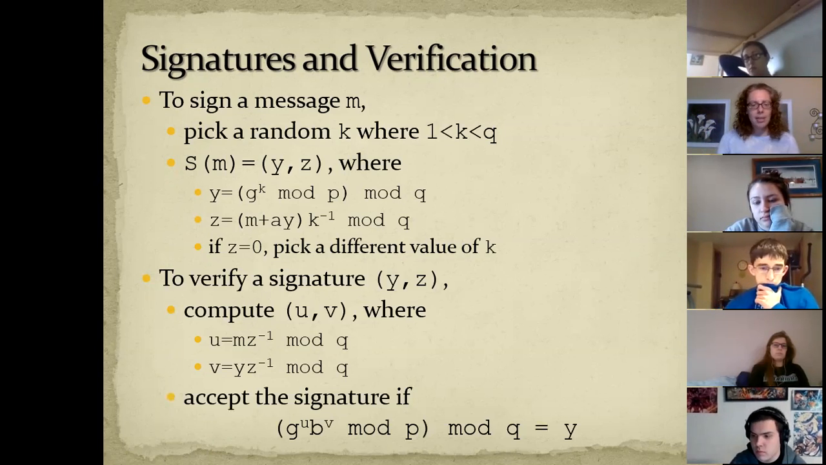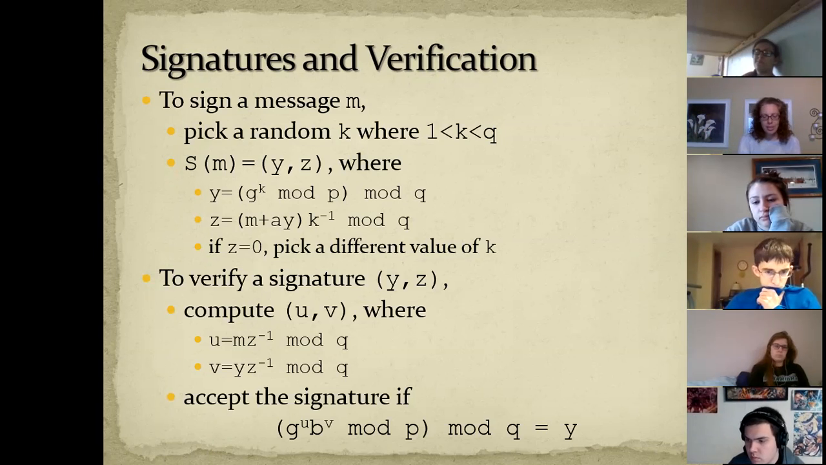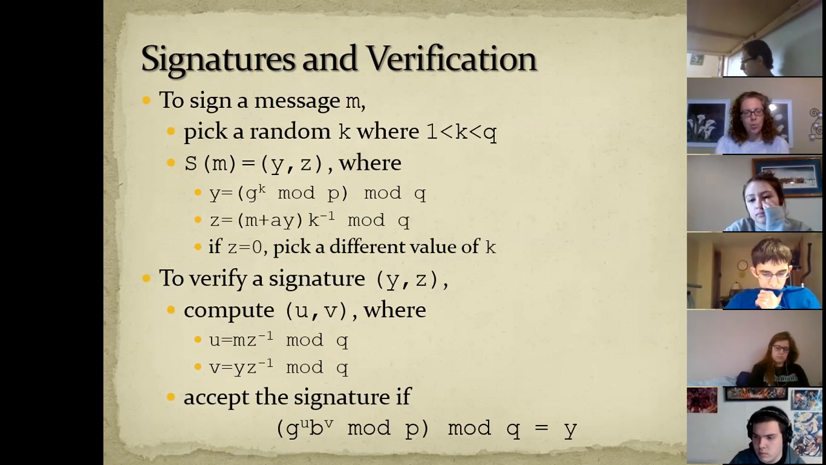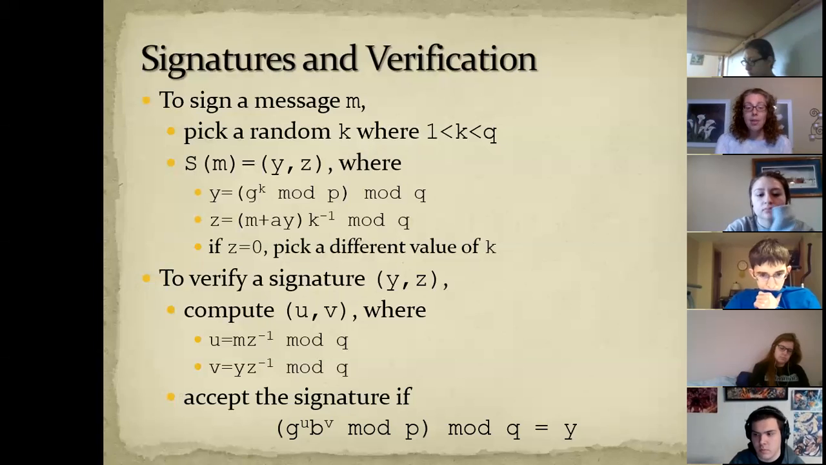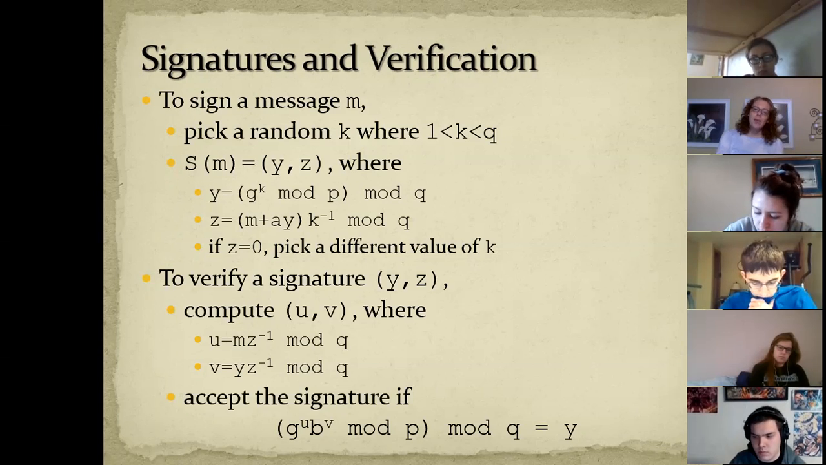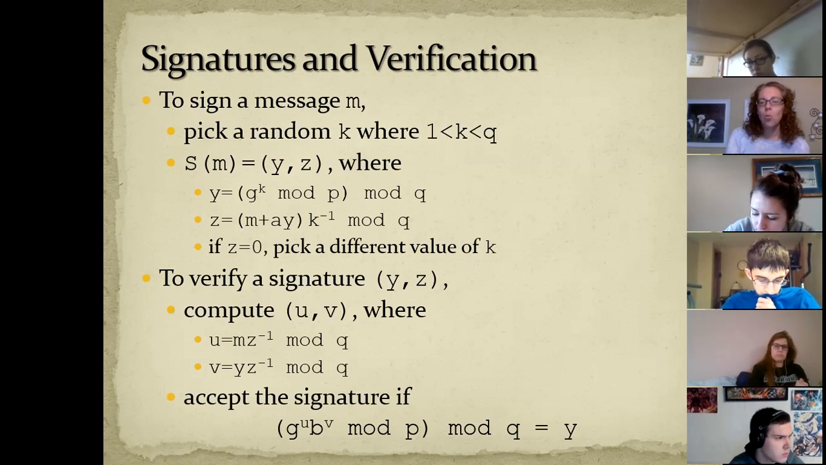So we're going to compute these two things, and then we're going to accept the signature if when you do G raised to the U times B raised to the V mod P, and then you do that mod Q, you get Y back out. Jot that down, and then we'll make sure that Bob has enough information to do all of that. G raised to the U times B raised to the V mod P, and then again mod Q, has to be equal to Y.